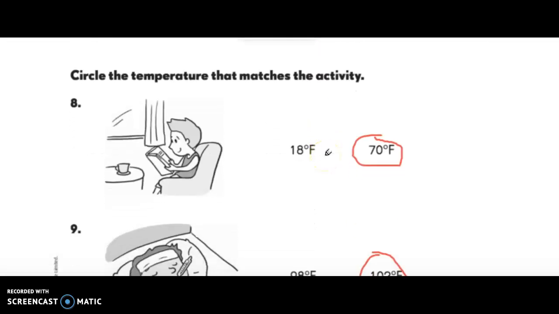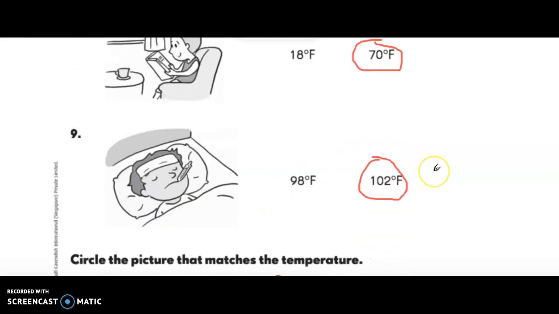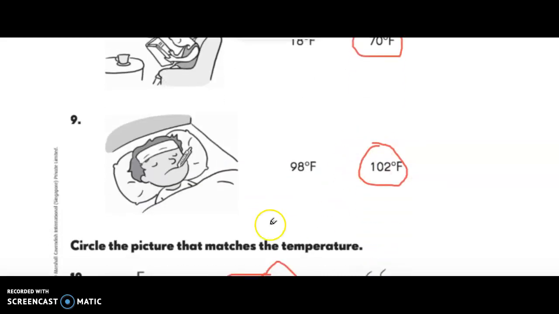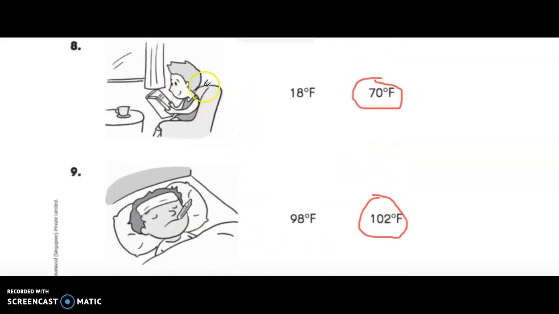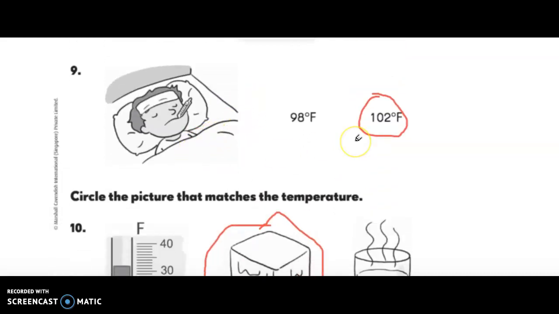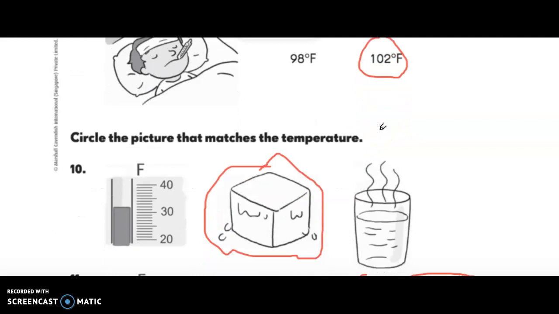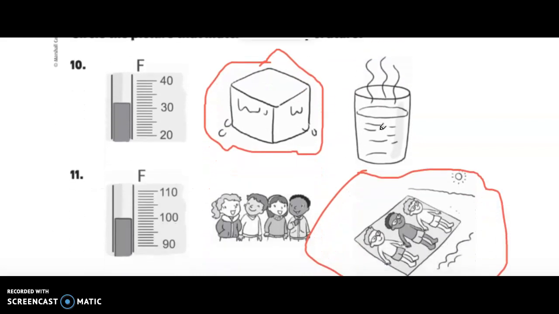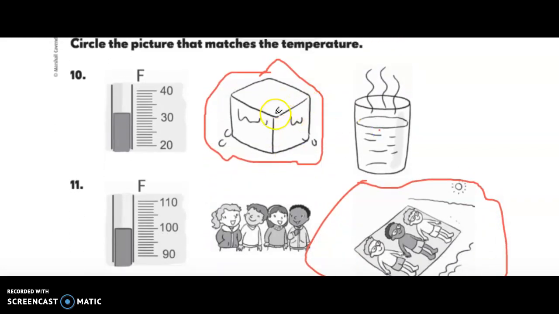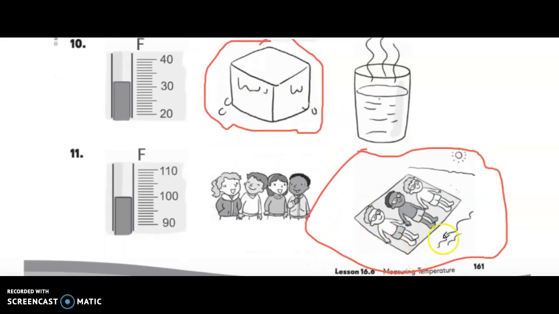And then your last slide, if he is sitting there, we would say that's about 70 degrees Fahrenheit, because that's like room temperature. And then for this one, when you have a fever, you're about 102 degrees Fahrenheit. And then you just had to circle the picture that matches. You should have circled the ice cube and then the one where they're laying out in the sun.